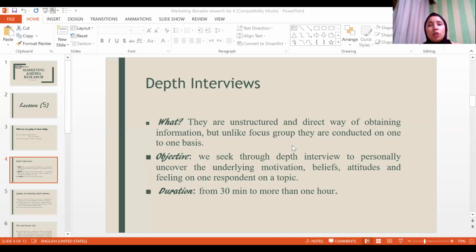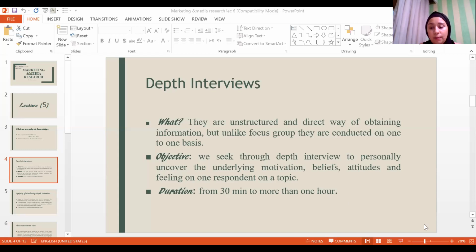What is the focus group? What are the characteristics of the focus group, the advantages and the disadvantages of the focus group? Then we talked about the online focus group. Now we are going to talk about the depth interview. The depth interview is one of the tools in the qualitative method.